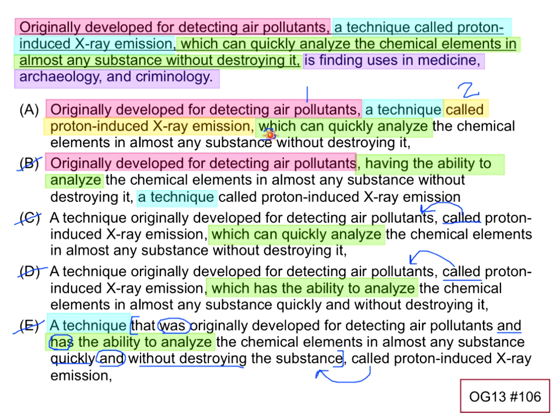Okay. So there are exceptions to that rule. It's not the case that 100% of the time a noun modifier touches the noun it modifies. It's probably about 95% of the time. There are some exceptions, and this is one of them. Right, emission is not. Technique is. So the which thing is referring to technique.